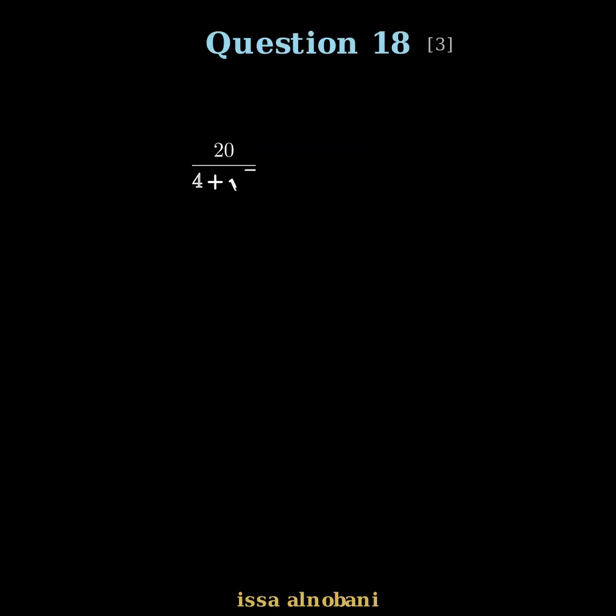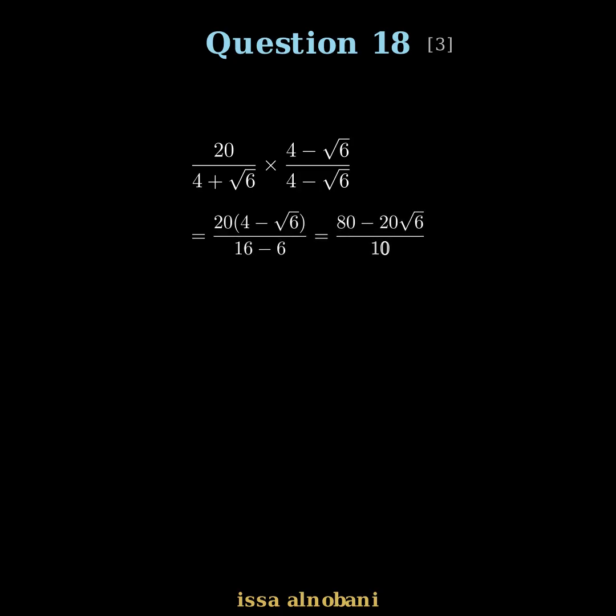Question 18. Multiplying top and bottom by the conjugate for minus root 6, the denominator becomes 16 minus 6, which is 10, and the whole expression simplifies to 8 minus 2 root 6.